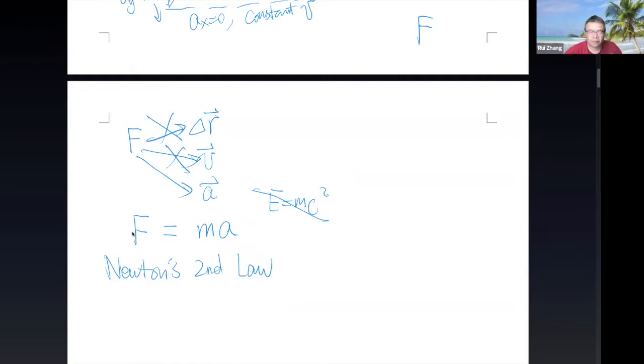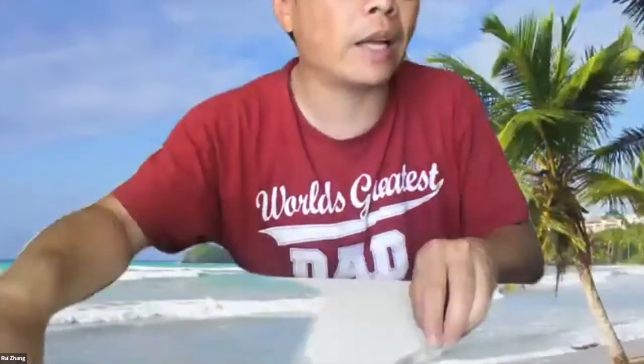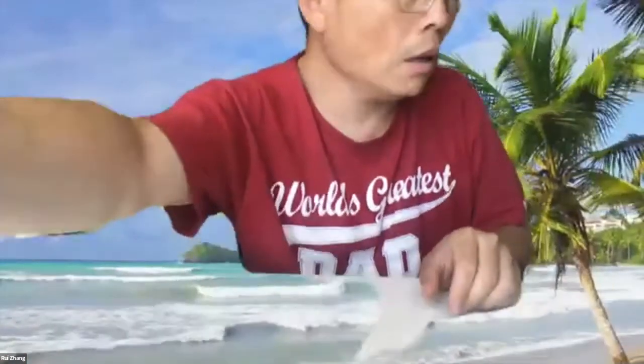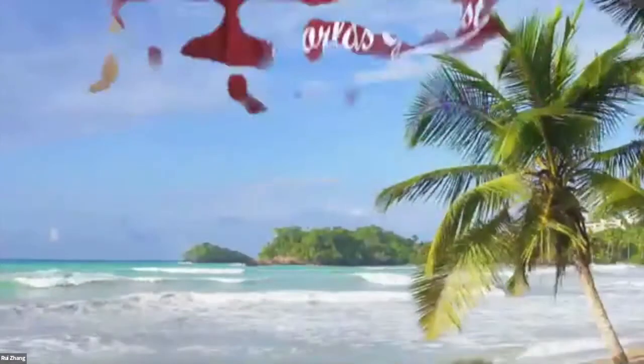Now some of you may say that you don't agree, because it seems like force is related to velocity. For example, let's go back to the screen. If you have this ball here, let's take another object, maybe let me use this one. Okay, so I have this again.